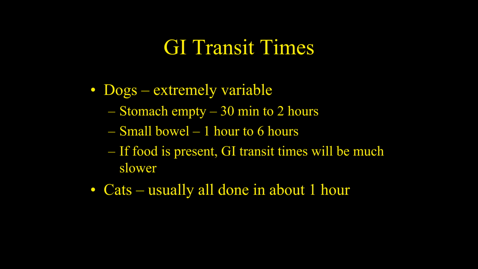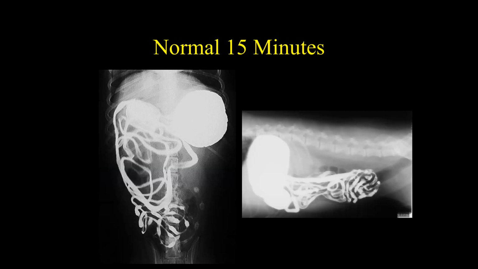If there is a little bit of food present in the stomach or the small bowel, it's going to slow GI transit time down. So it will be even longer. In a cat, again, their GI system works really quickly and you're done in an hour. It moves through really quick.